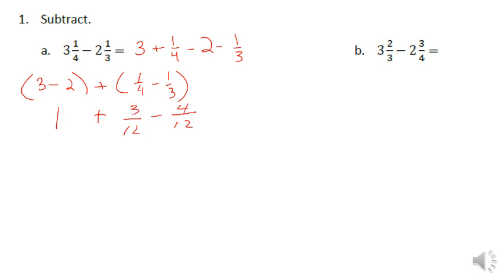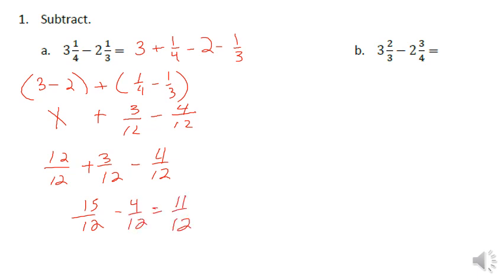Now we have a problem because we cannot subtract 4/12 from 3/12, but we have a whole. So I'm going to regroup this one, and I'm going to make that 12/12 plus 3/12 minus 4/12, which now gives us 15/12 minus 4/12, and our answer is 11/12.